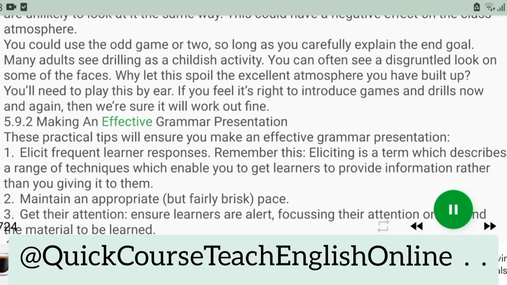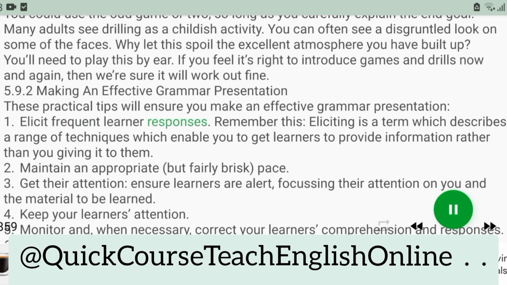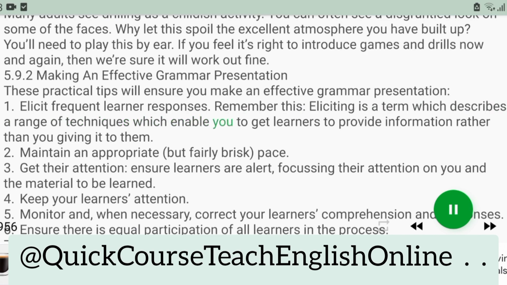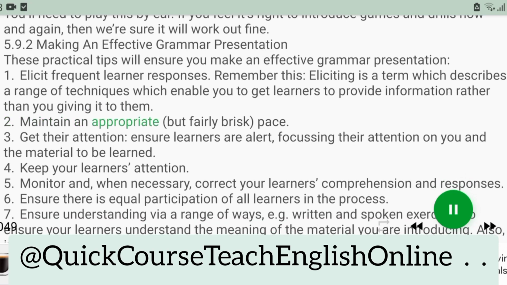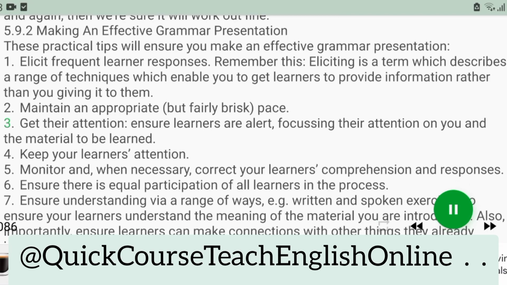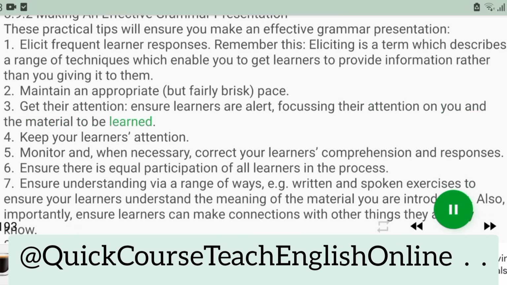5.9.2 Making an effective grammar presentation. These practical tips will ensure you make an effective grammar presentation. 1. Elicit frequent learner responses. Remember this, eliciting is a term which describes a range of techniques which enable you to get learners to provide information rather than you giving it to them. 2. Maintain an appropriate but fairly brisk pace. 3. Get their attention. Ensure learners are alert, focusing their attention on you and the material to be learned.